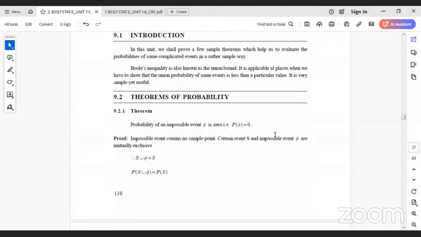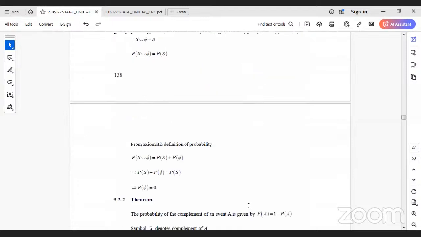The probability of an impossible event phi is 0. P of phi is equal to 0. The impossible event contains no sample point. The certain event S is a possible event. S and phi are mutually exclusive, so S union phi is equal to S. P of S union phi is equal to P of S. By the axiomatic definition, P of S plus P of phi is equal to P of S, so P of phi is equal to 0.